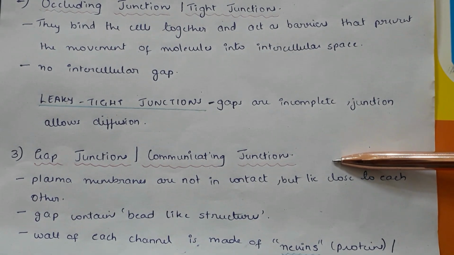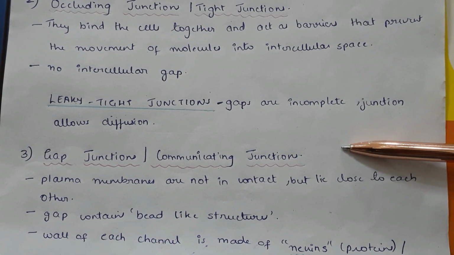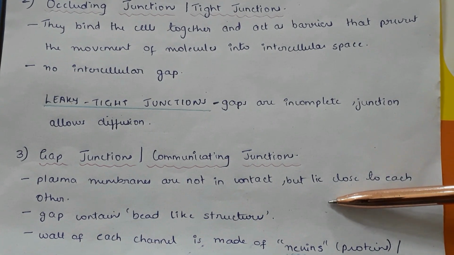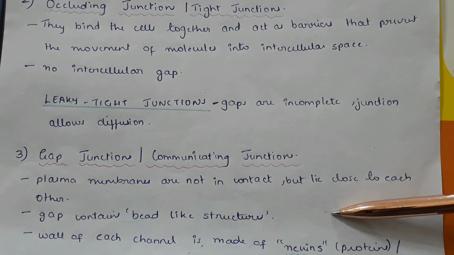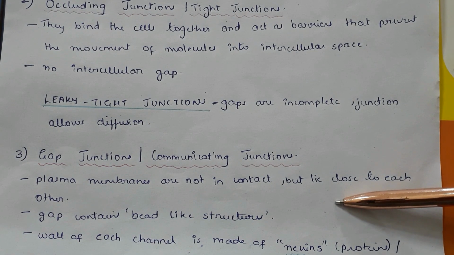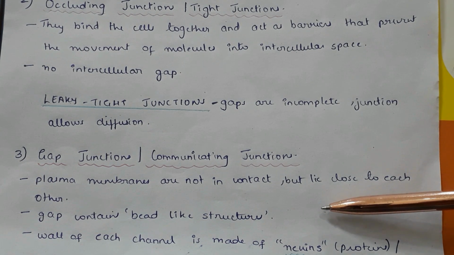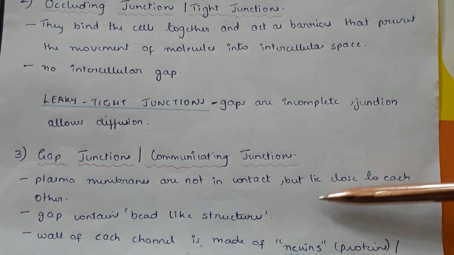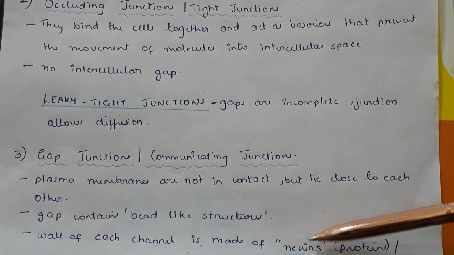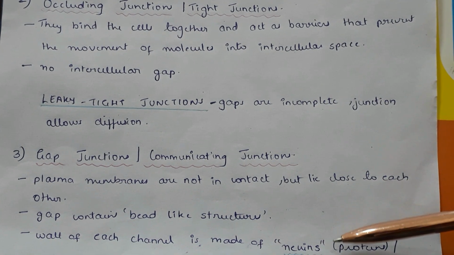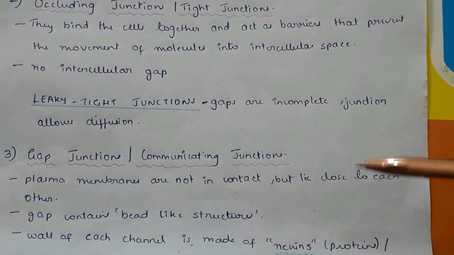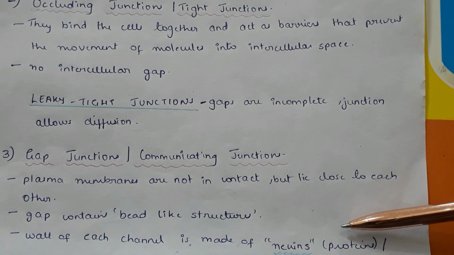Gap junctions are also called communicating junctions. The plasma membranes are not in contact, but they lie close to each other. The gap contains bead-like structures. The wall of each channel is made up of connexons, which are a type of proteins.